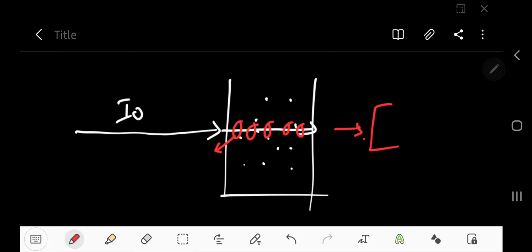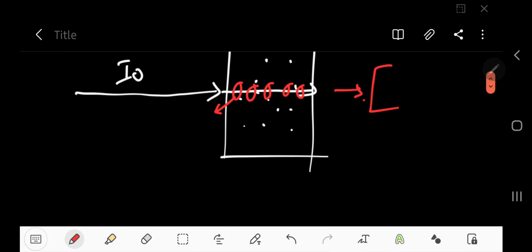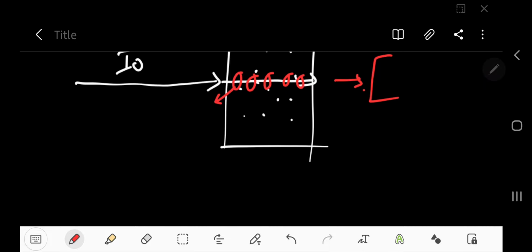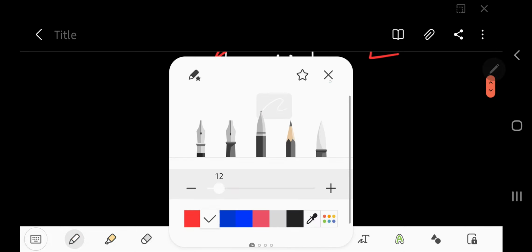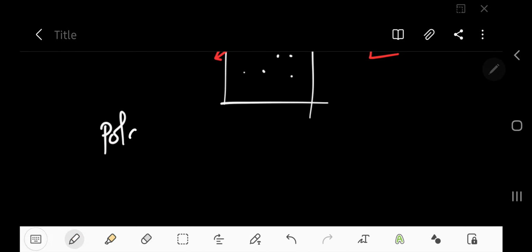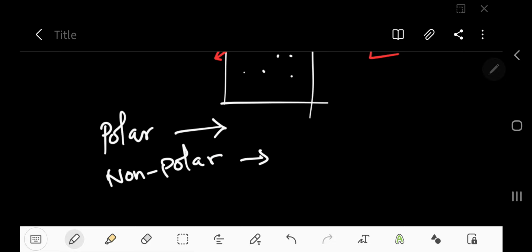Even a saturated solution cannot give us the lambda max value. There is a restriction. So what we always do is use a diluted solution to record the UV-visible spectrum. For the dilution we use a solvent. There are polar solvents and non-polar solvents.